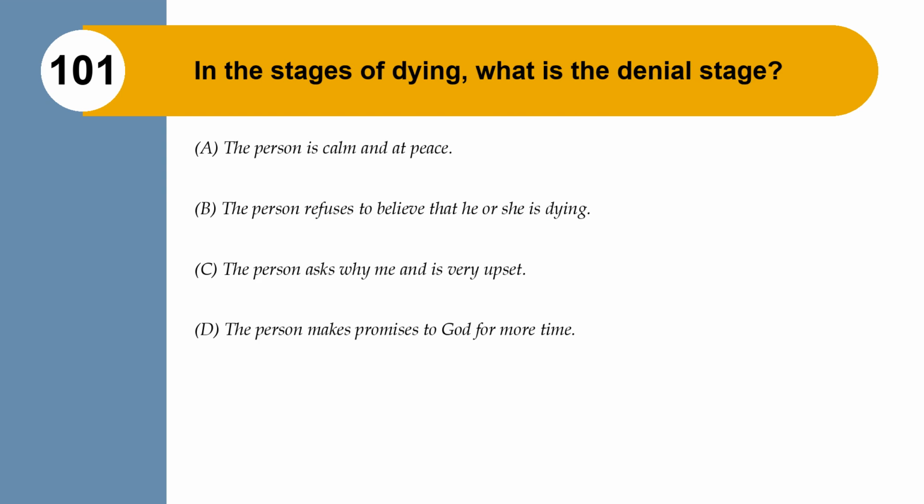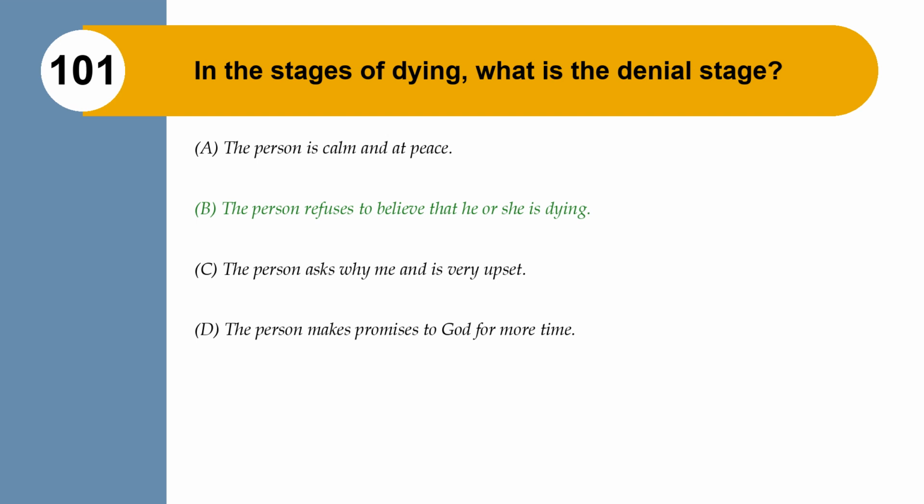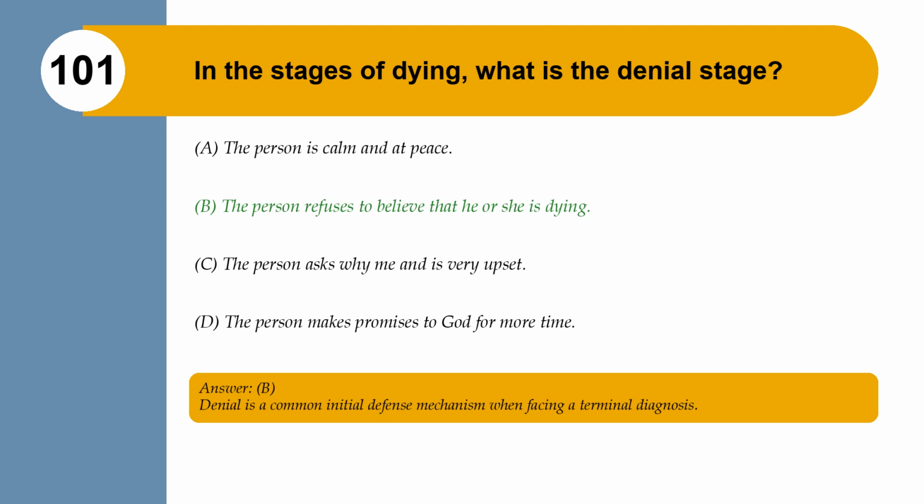Question 101. In the stages of dying, what is the denial stage? Option A, the person is calm and at peace. Option B, the person refuses to believe that he or she is dying. Option C, the person asks why me and is very upset. Option D, the person makes promises to God for more time. The correct answer is option B. The person refuses to believe that he or she is dying. Explanation: Denial is a common initial defense mechanism when facing a terminal diagnosis.